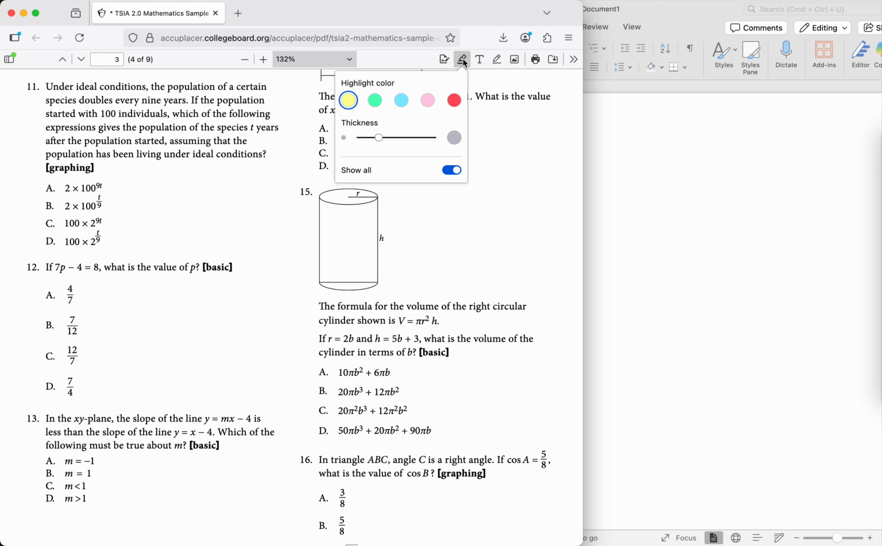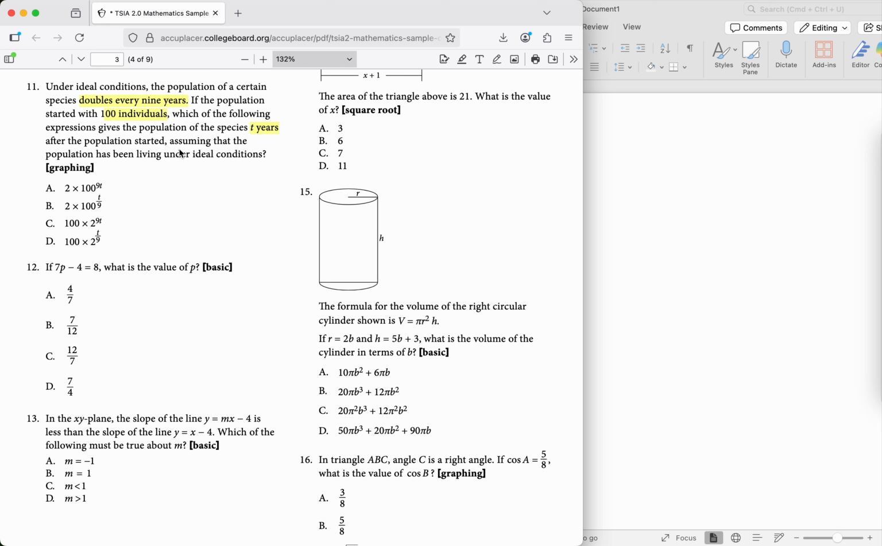So let's start highlighting some key terms. We know that the population doubles every 9 years, so that sounds important. We also know that they start with 100 individuals, so let's highlight that, 100 individuals. So which of the following expressions gives the population of T years? And so there's a variable, T years, after the population has started, assuming that the population is living under ideal conditions.